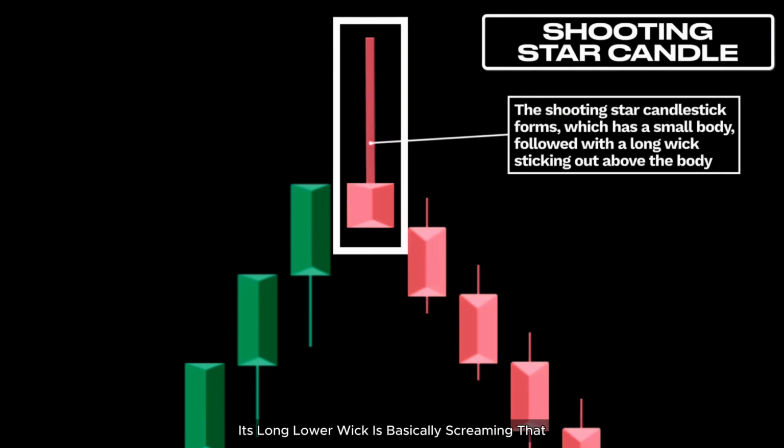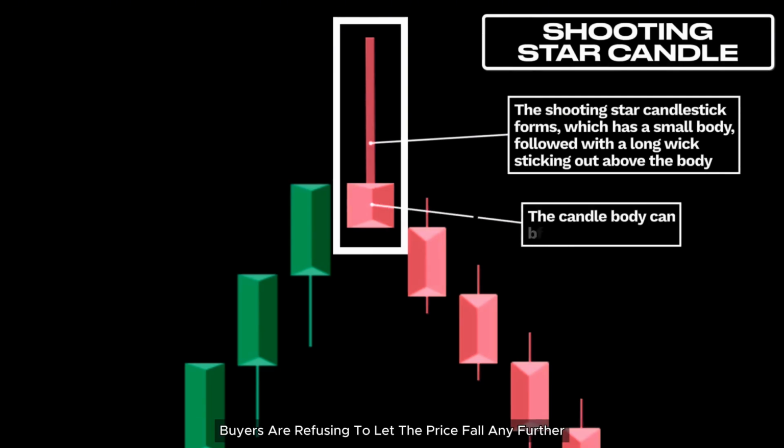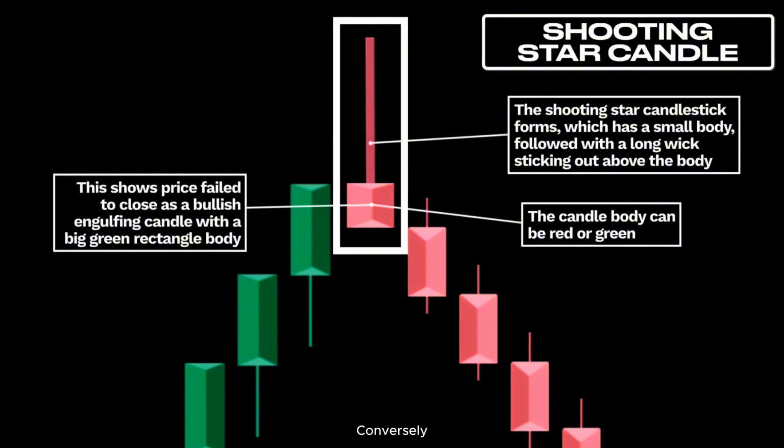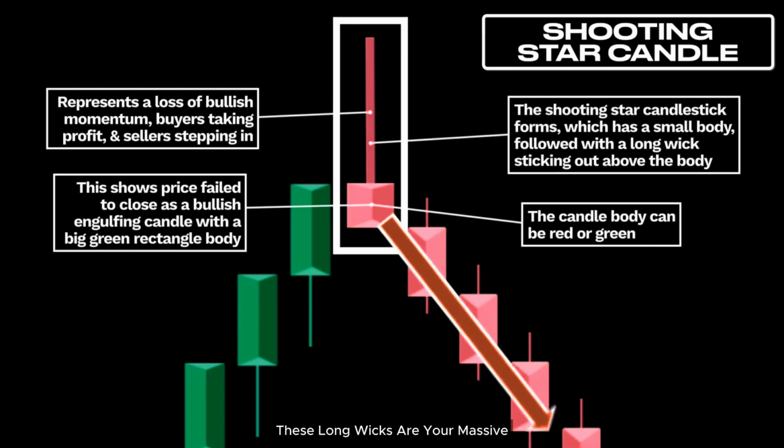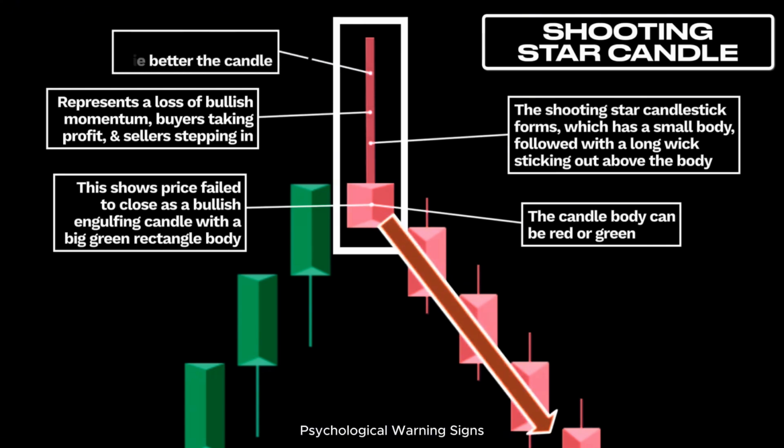Its long lower wick is basically screaming that buyers are refusing to let the price fall any further. Conversely, the shooting star forms at the top of an uptrend. Its long upper wick shows buyers tried to push the price to new highs, but sellers violently swatted them right back down. These long wicks are your massive psychological warning signs that the current trend is completely exhausted.